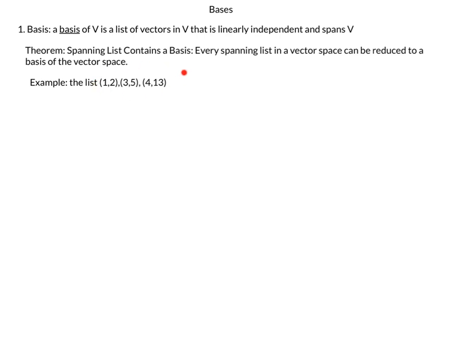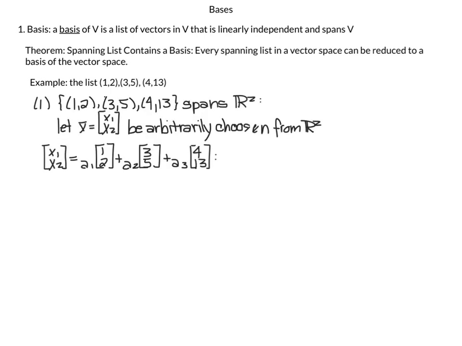We are going to use this example to illustrate this theorem that every spanning list in a vector space can be reduced to a basis. Our list of vectors is going to be the vectors (1, 2), (3, 5), and (4, 13) in R2. The first thing we're going to do is show that these three vectors span R2. So we're going to take an arbitrary vector chosen from R2, we'll call it x, with coordinates x1, x2. We're going to try to write it as a linear combination: a1 times (1, 2), plus a2 times (3, 5), and a3 times (4, 13).